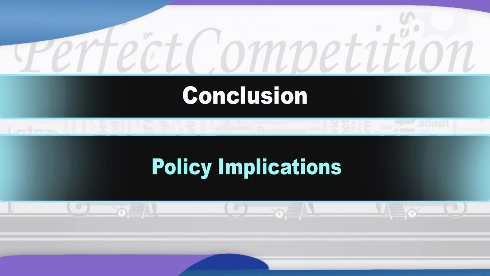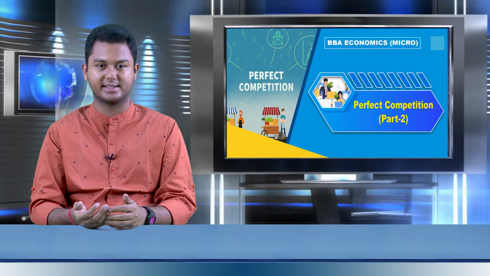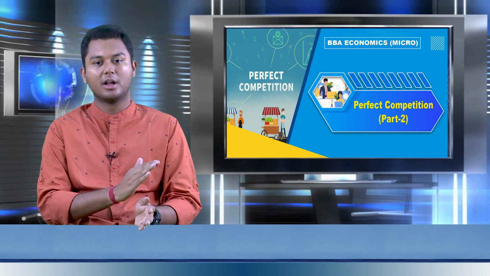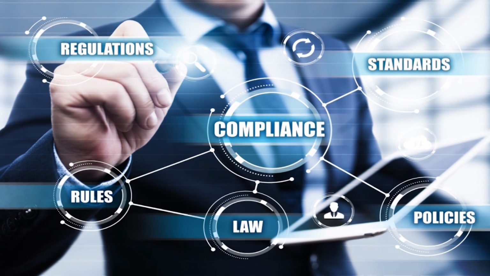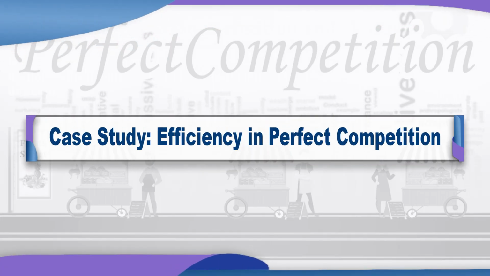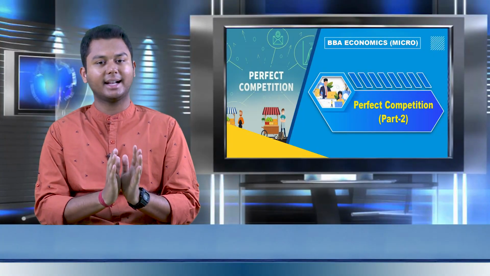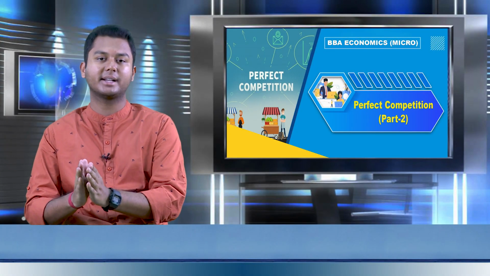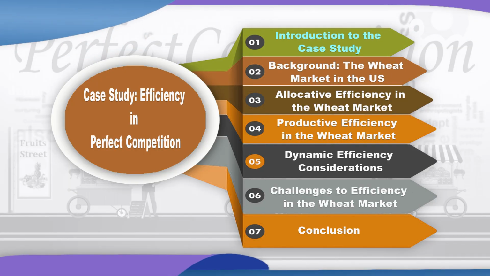If we look at the policy implications, then policymakers use the principles of efficiency in perfect competition to design regulation and policies that promote competition and take the market closer to perfect competition to increase overall welfare in the economy. Now let us move on to the second objective, that is the case study. So we will try to understand efficiency in perfect competition by looking at a particular case. So let us introduce the case.